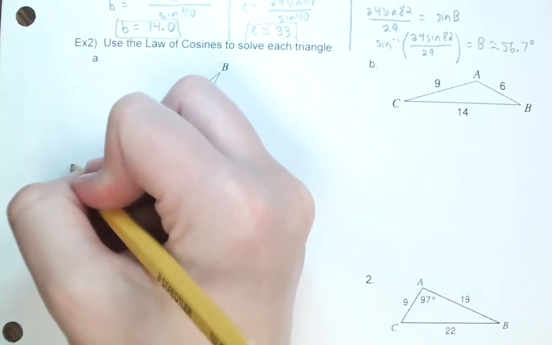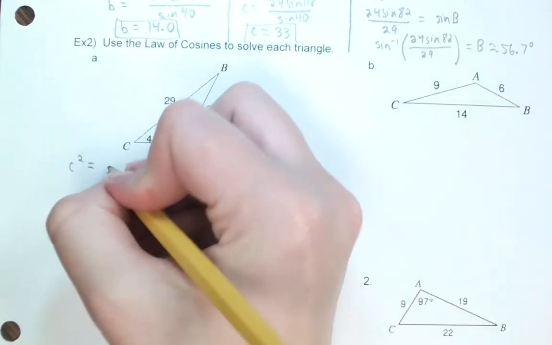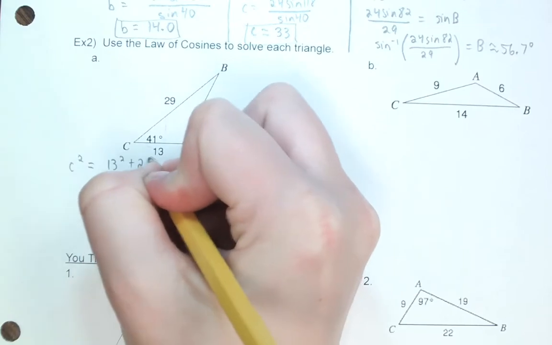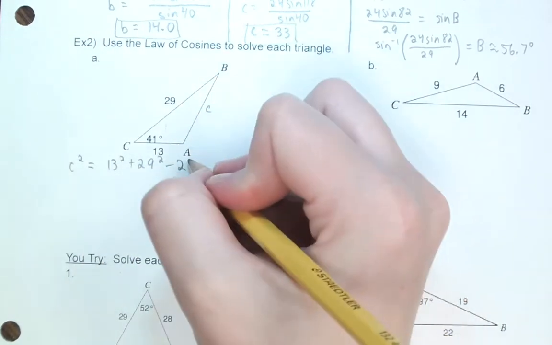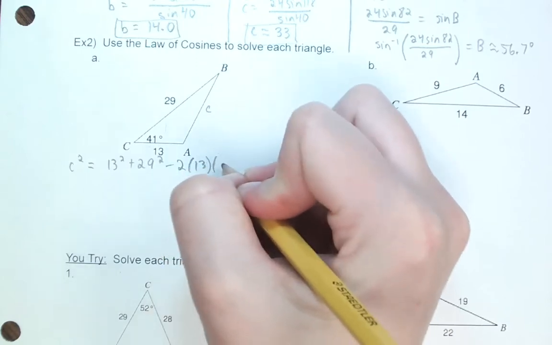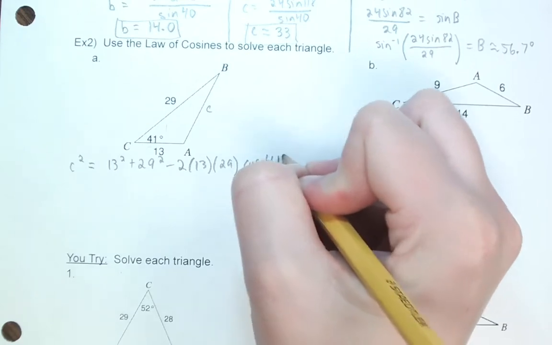So it's C squared, that's what I don't know, that's what I'm trying to find. And then it's A squared plus B squared, or whichever one of these you want to use first. So I'm just going to do 13 squared plus 29 squared. And the formula always has a minus 2 in it. Then I'm multiplying by the A and the B again. And then it's cosine of whatever angle you have.